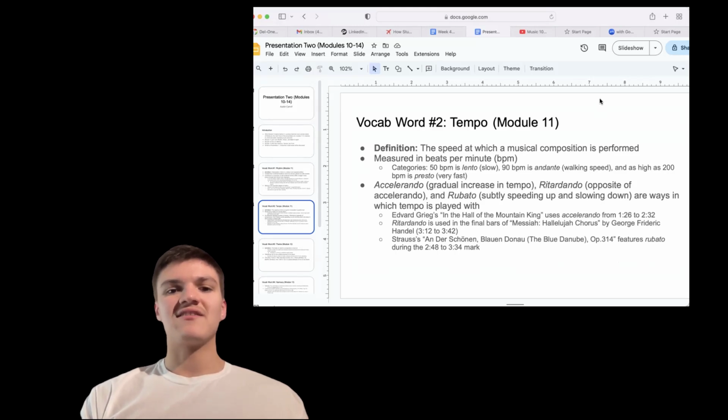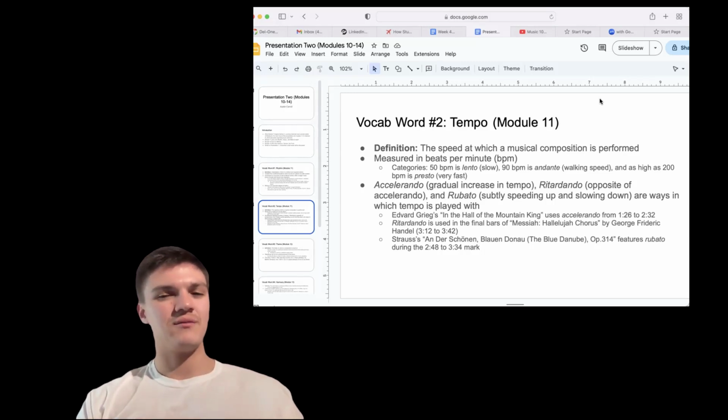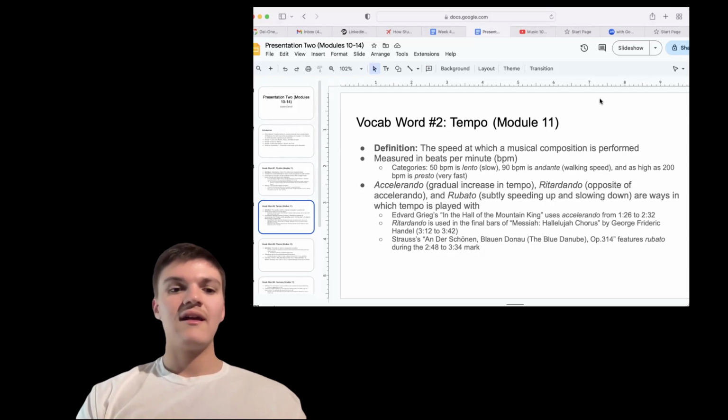The next word I'd like to discuss is tempo. Tempo is the speed at which a musical composition is performed. Its measurement is in beats per minute, so there are a few categories. The lowest one, 50 beats per minute, is known as lento, or slow. Going up a bit to 90 beats per minute is andante, walking speed. Then I can go all the way up to 200 beats per minute, known as presto, or very fast.